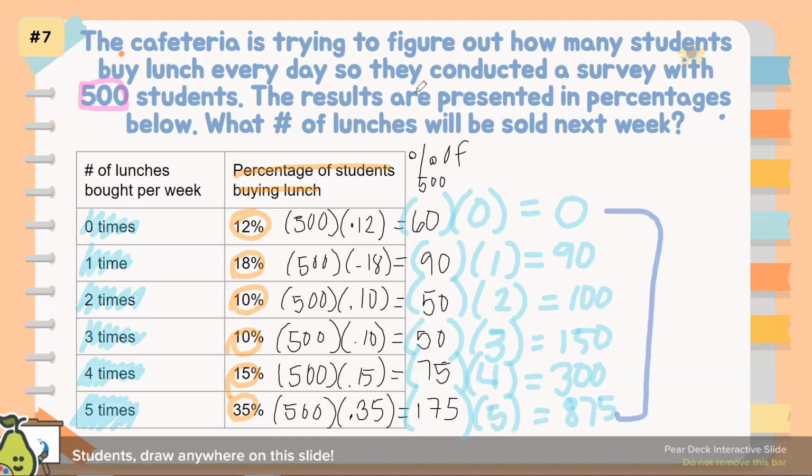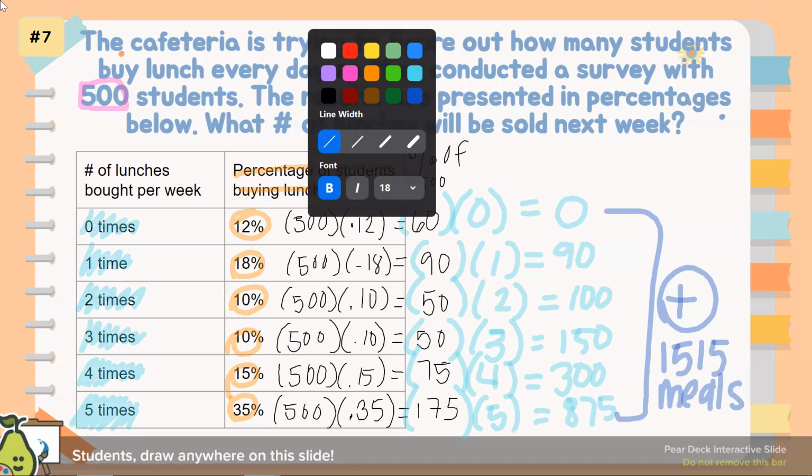Now to figure out the number of lunches sold next week, we're going to have to add up all of those values. So 0 plus 90 plus 100 plus 150 plus 300 plus 875. That gives us 1,515 meals. So if the cafeteria wants to know what number of lunches will be sold, it's going to be 1,515.